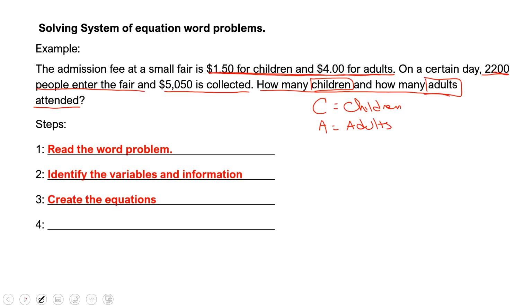Next thing, create the equation. So now we have to come up with our equations. Here we go back and look at what we have. They've told us how much it costs for a kid. They've told us how much it costs for an adult. And then they've told us that on one day 2,200 people attended, and the total collected was $5,050. Typically in a word problem, if you have money, dollar amounts, those are going to be one equation. So we're going to use our numbers: 1.5C, because that's how much it costs for a kid, plus 4A, that's how much it costs for an adult, equals $5,050.